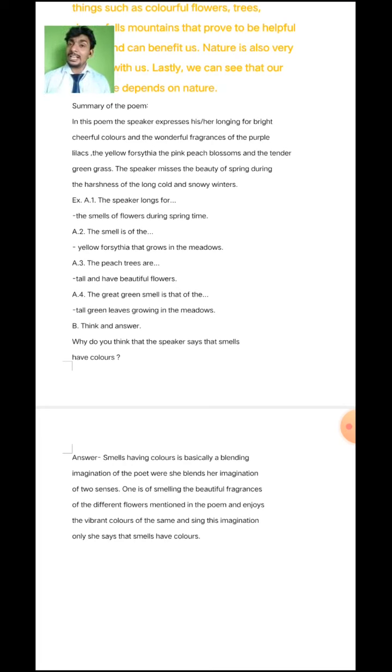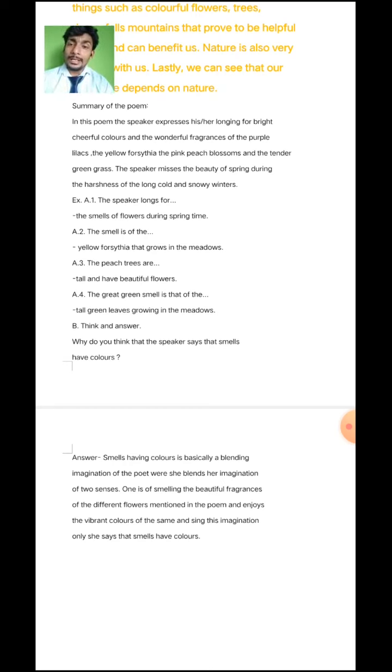Yellow forsythia, I told you, it's a kind of flower which is yellowish in color, and it grows basically in the meadows, and the speaker smells the yellow forsythia through all the meadows, which is basically spread because of the wind that passed through the meadow.